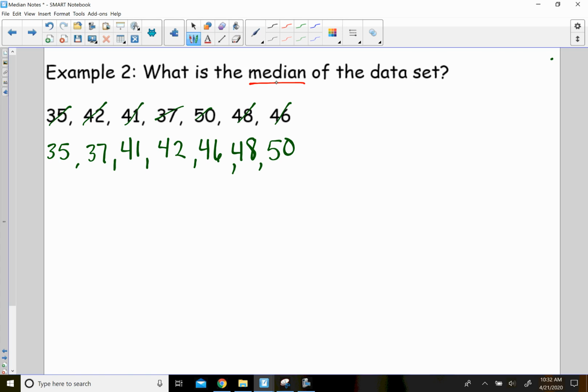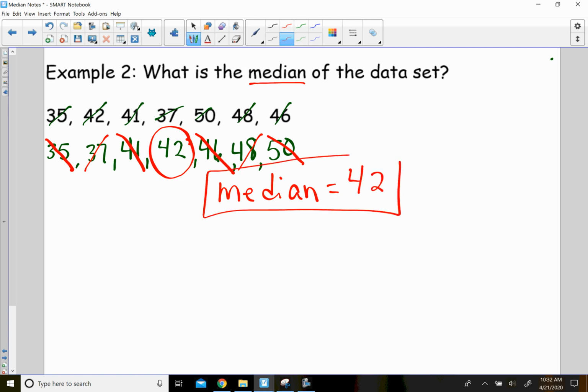So the median is the middle after I put them in order from least to greatest. So again, I'm going to take this lowest, 35, partner it with 50. Then I'm going to take 37, the second lowest, with the second highest, 48. They partner off. And then I have 41 partnered with 46. And then 42 is left in the middle. So again, the median is the middle when I put them in order from least to greatest. So the median for this data set is 42.